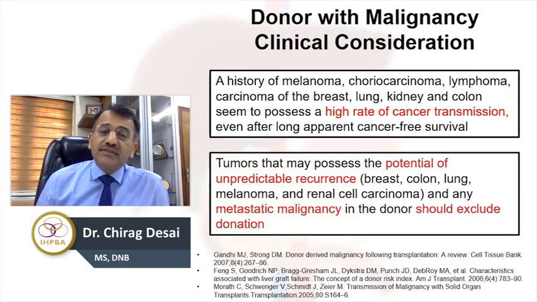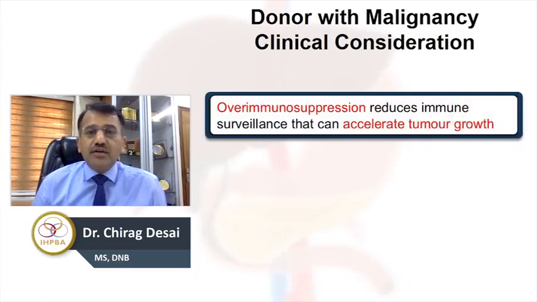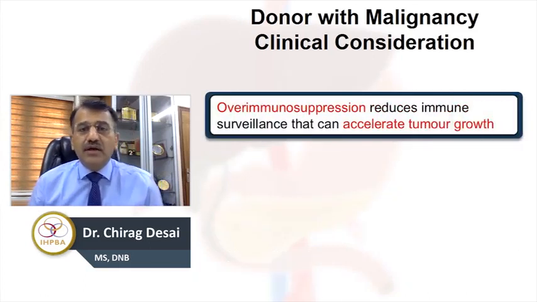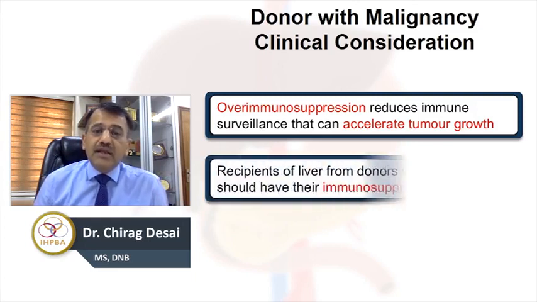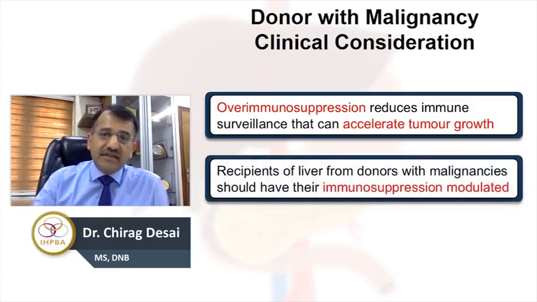Similarly, tumors that possess the potential of unpredictable recurrence and metastatic malignancy should also be avoided for donation. So low-grade skin malignancy, low-grade CNS tumors, and those tumors which were treated many years ago and have a very low tendency of recurrence are the ones considered for donation. In patients who receive organs from donors with malignancy, over-immunosuppression may lead to accelerated growth of the tumor, and hence immunosuppression modulation is a must after transplant.